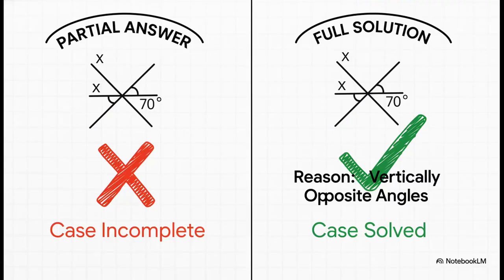And here is the most important exam tip of all. I'm serious. It's not enough to just get the right number. You have to prove how you got it. For full marks, you have to state your reason, because they're vertically opposite angles, or by the linear pair axiom. Show your work. Prove your case.